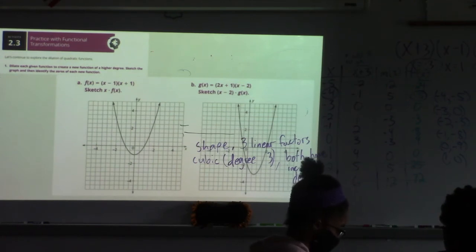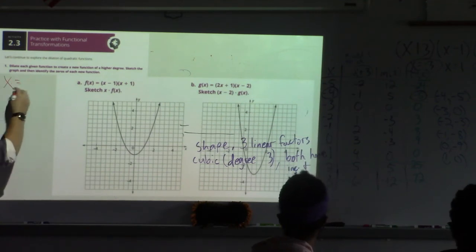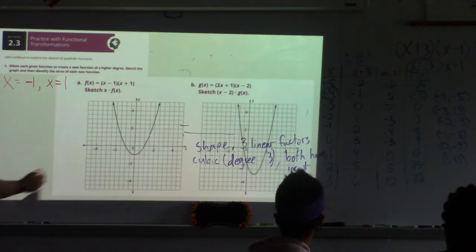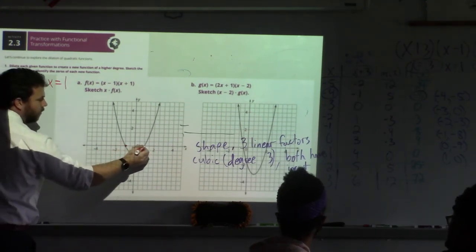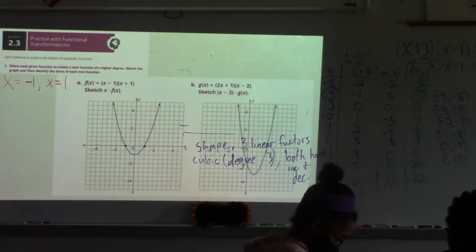How can I find those zeros? One, I can look at the graph. What zeros do I have? Okay, right here. Negative 1 and 1. With my dilated function, will I have a new zero? It's not? That's negative 2? No.